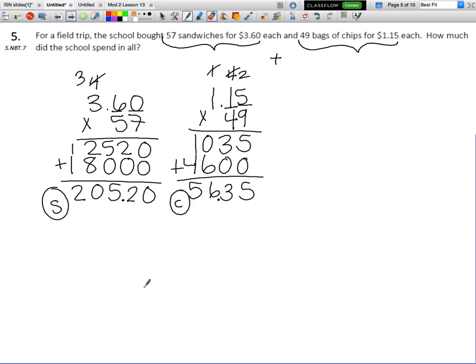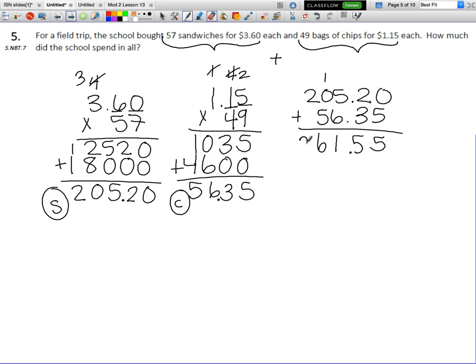So this is for chips. So they spent $56.35 on chips. Now, to find out how much they spent all together, we have to add those 2 numbers together. So we've got $205.20. We have to line up our decimals because we're adding $56.35. And now we add. Bring down your decimal first. So we have 5, 11, 6, and 2. So in all, they spent $261.55.